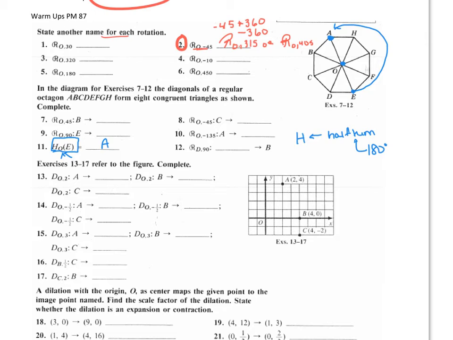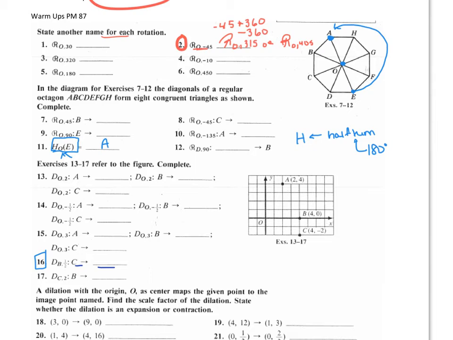Now, I do want to do another one down here. Let's take a look at 16. 16 says, okay, we need to do a dilation about point B by a half. C becomes what? All right, so let's take a look at this.